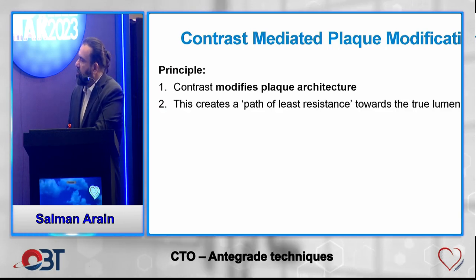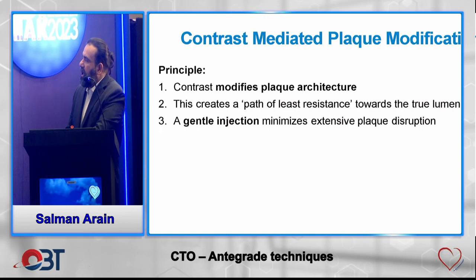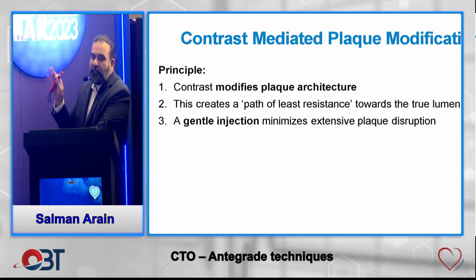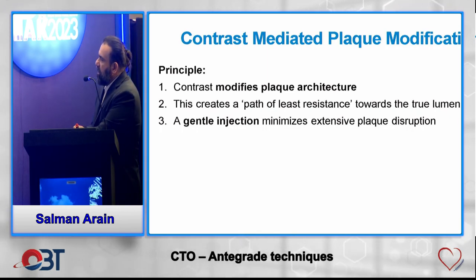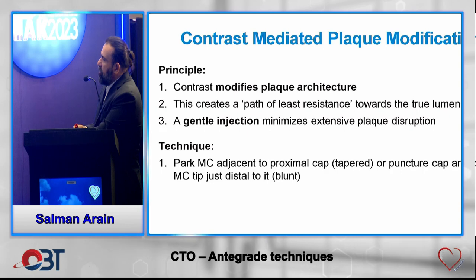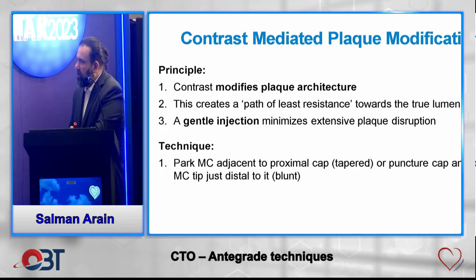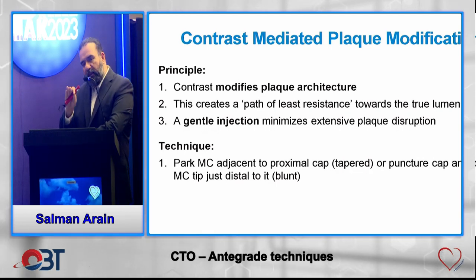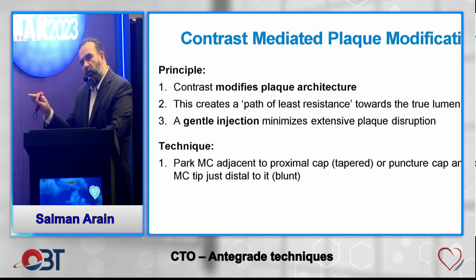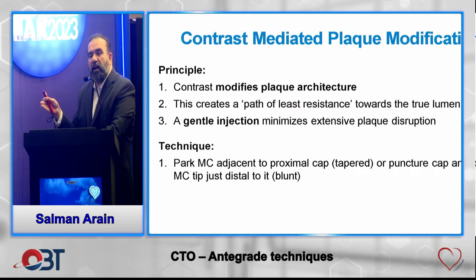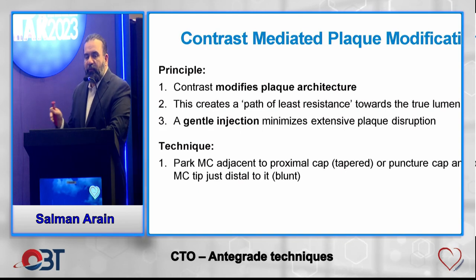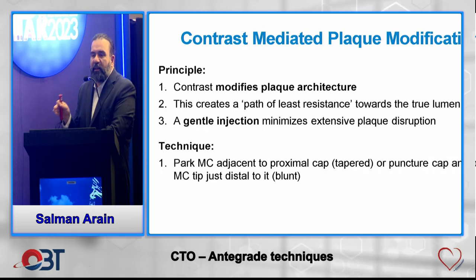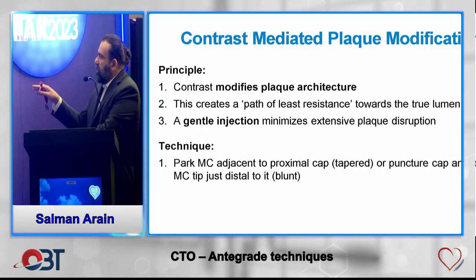This creates a path of least resistance towards the true lumen. A gentle injection minimizes extensive plaque disruption. These are the principles. And what is the technique? The technique is that you use a microcatheter and you park the microcatheter adjacent to the proximal cap if it is tapered. So if the cap is tapered, you let the wire go into the taper and take the microcatheter up to there. Okay? And then you can do the first Carlino there. At most, if you can't get into the plaque, it will come backwards. You're doing a tip injection. There's nothing wrong with that. But then you can go with a deeper wire and go deeper.